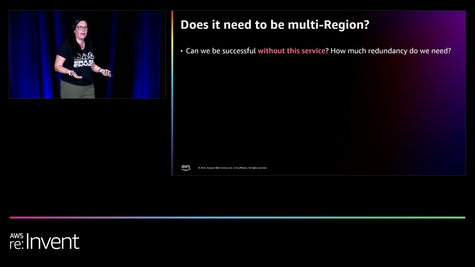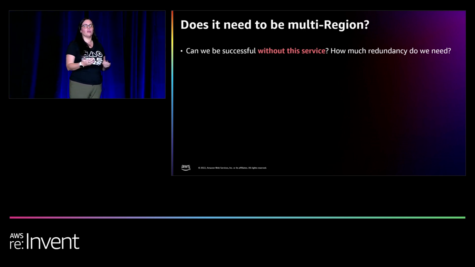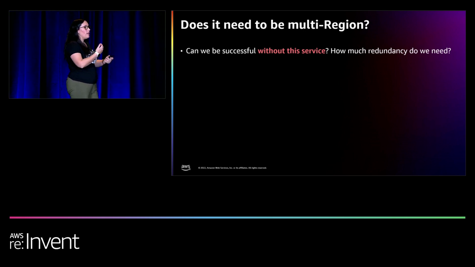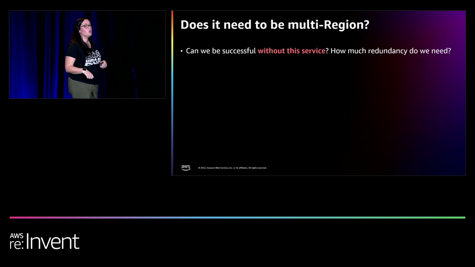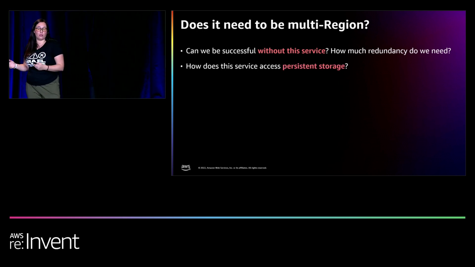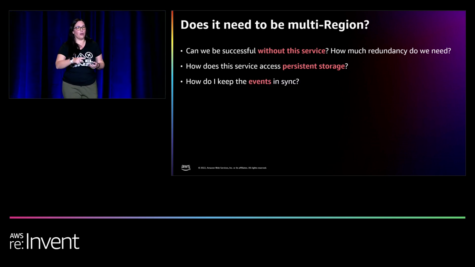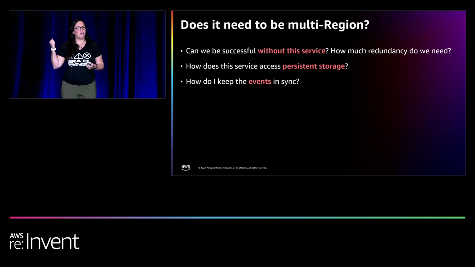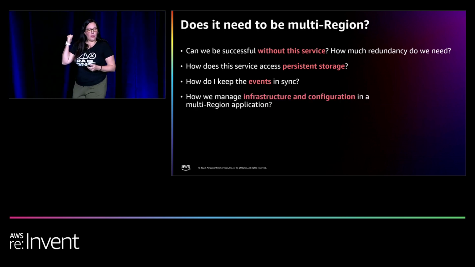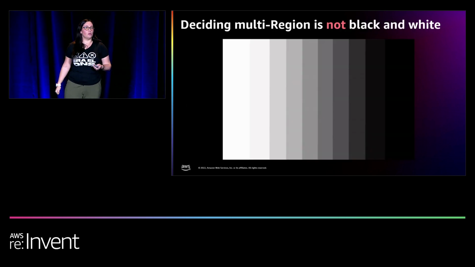Because that doesn't affect the latency. The user will still receive the order in a couple of days, so it doesn't affect. So thinking about which components you are taking to a multi-region strategy is critical, because not everything needs to be multi-region. And then you need to ask yourself how you're handling your storage, how you're handling your events, because here we are in a serverless event-driven architecture, how you manage your infrastructure and configuration. And those are the questions that we are going to look at today during the talk.